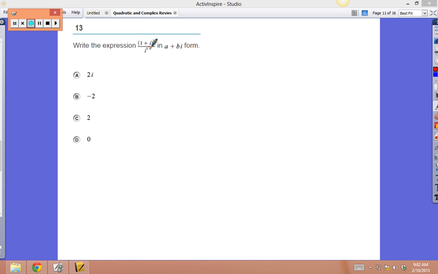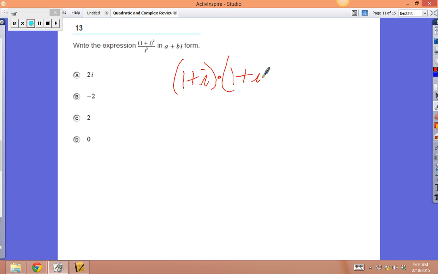Okay, simplifying a complex expression. If you're taking a quantity squared, you've got to rewrite that as 1 plus imaginary times itself, 1 plus imaginary. So you cannot just take the exponent 2 and take it to the i. You need to times that whole thing by itself.